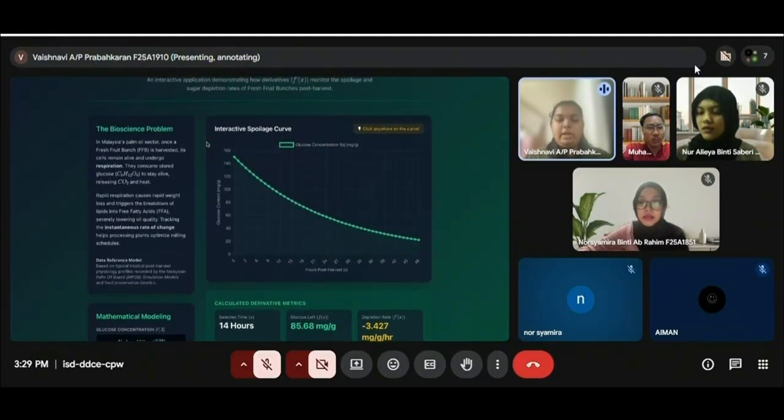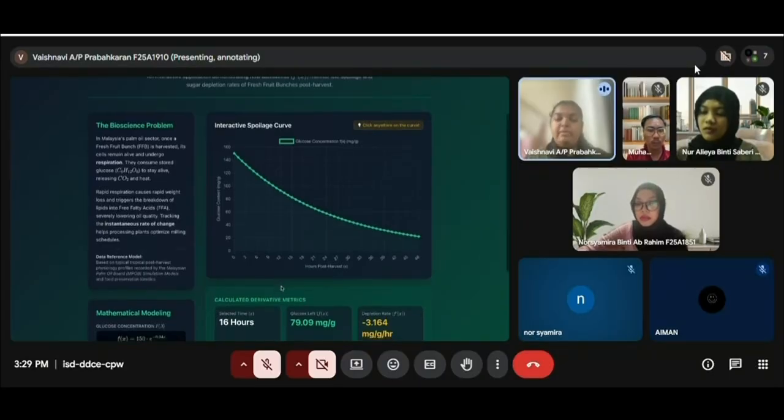When a point on the graph is selected, it shows the selected time, the remaining glucose concentration, and the depletion rate. For example, at 16 hours after harvest, glucose remaining is 79.09 mg. The depletion rate is approximately negative 3.43 milligrams. This means glucose is still decreasing, but not as rapidly as it was immediately after harvesting.